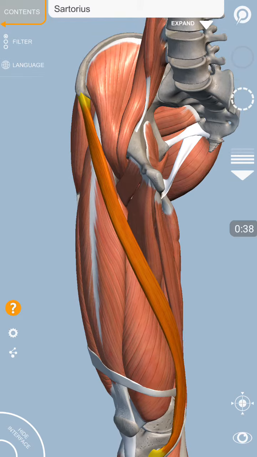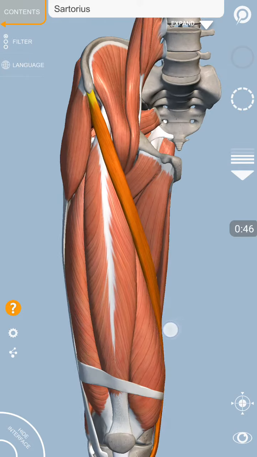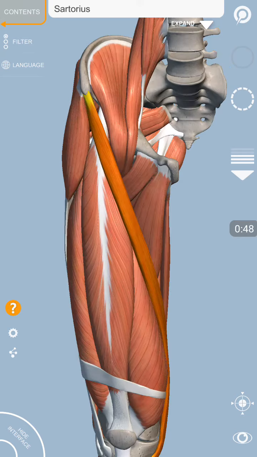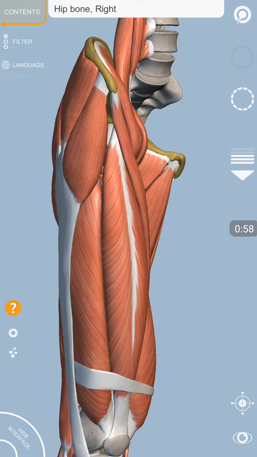The word Sartorius comes from a Latin word whose original meaning is to repair or patch, just like a tailor who patches or repairs something. So it is also called the tailor muscle. Look at this. This muscle originates from the anterior superior iliac spine.